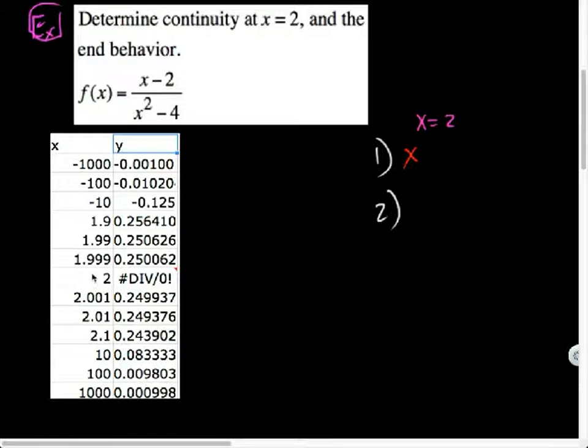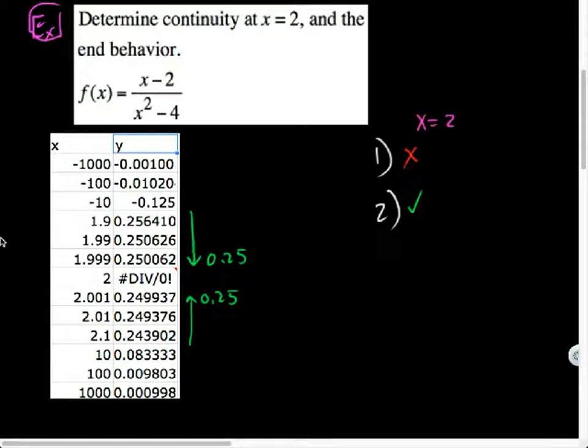Part 2 of the continuity test is, does it approach the same value from both left and right? So notice, what is it approaching from this direction? It appears to be getting closer to 0.25, right? And here it appears to be getting closer to 0.25. So this one seems to approach the same number from both sides, if I'm not mistaken, friends.